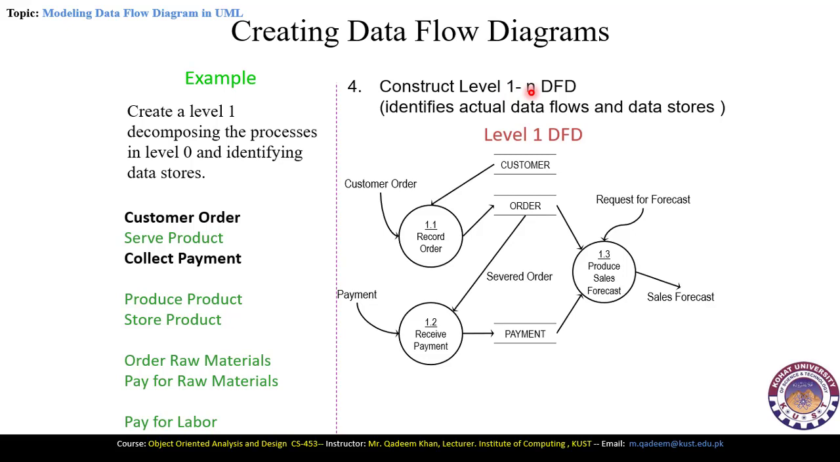So it identifies the actual data flows and data storage here. Now in the level 1 DFD we have the customers data warehouse, similarly orders, and payment data warehouse. These are data stores. They interact with the record orders process, and also orders interact with the received payments process here. So when the payment is received from the customers, the received payments process will be executed. So this will create the payment.